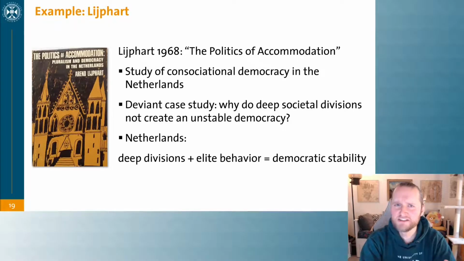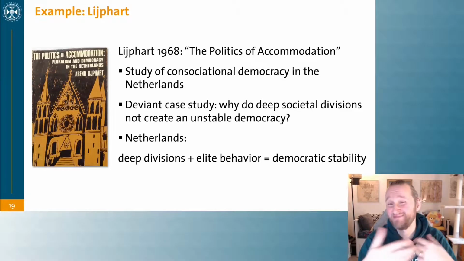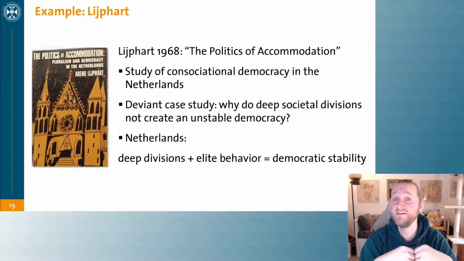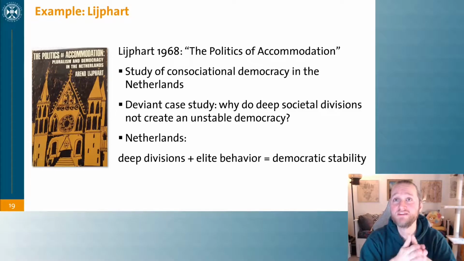And the question that Lijphart had was, why does this not create constant instability? Why is the Dutch state actually so stable if there are such deep societal divisions? Arguably a question that is still really relevant today, because if anything we're looking for today is ways to keep states stable even when certain groups in the population really disagree with each other.